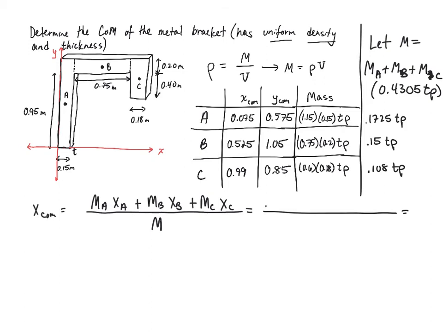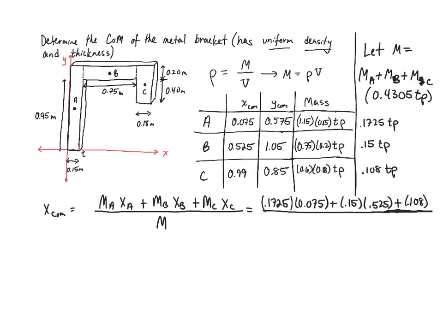So I've got 0.1725 times the x value, the center of mass, which is 0.075, plus, I'm going to run out of room clearly, 0.15 times the x center of mass, 0.525. Go ahead and just give myself a little more room. Of course I can right now. Plus the third mass, 0.108.